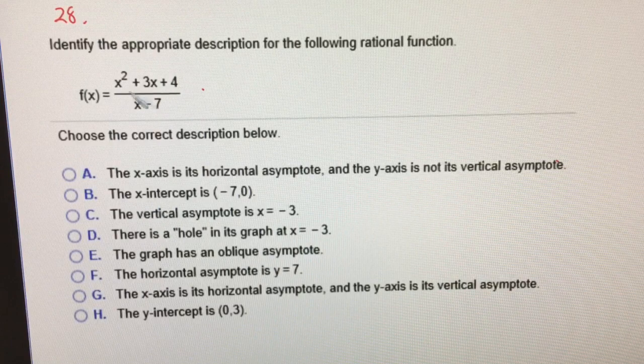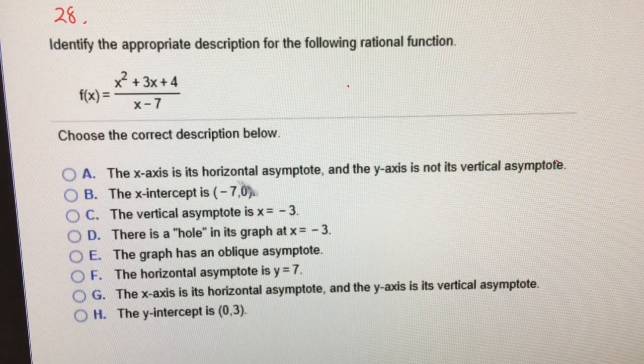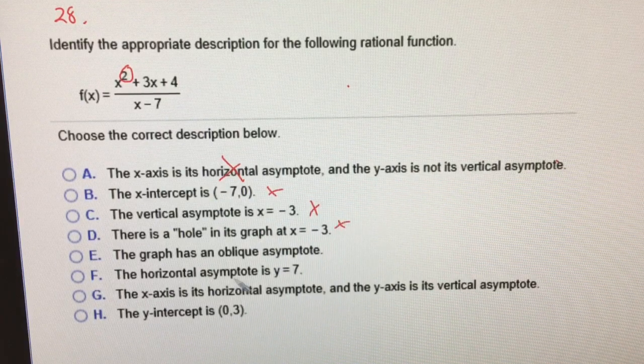28. If I were to factor this, I believe I would get x plus, no, I can't factor it. Choose the x-axis as the horizontal asymptote. There is no horizontal asymptote because the degree of the top is bigger than the degree of the bottom. X-intercept, no. Vertical asymptote, no. A hole at 3, no. Oblique asymptote, yes, it has an oblique asymptote. I think that might be the only answer.